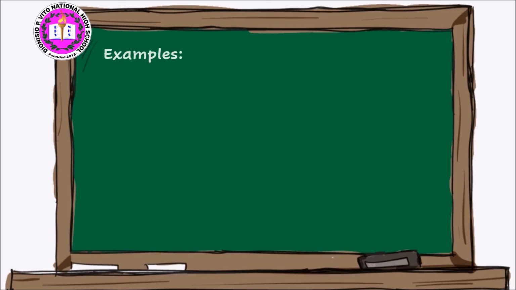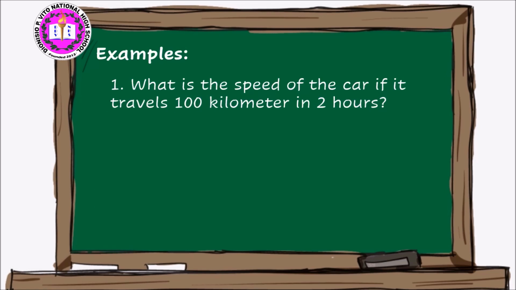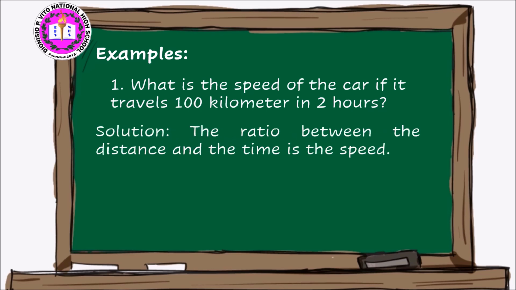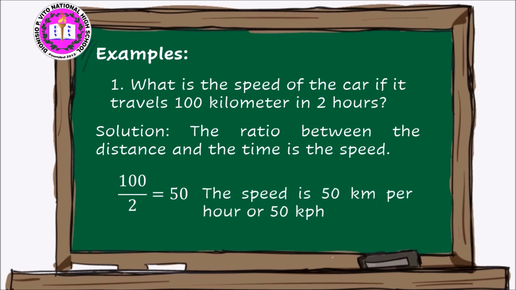For example, what is the speed of the car if it travels 100 kilometers in 2 hours? So the ratio between the distance and the time is the speed. Therefore, 100 kilometers divided by 2 hours, which is the distance over time, is equal to 50. Therefore, the speed is 50 km per hour.